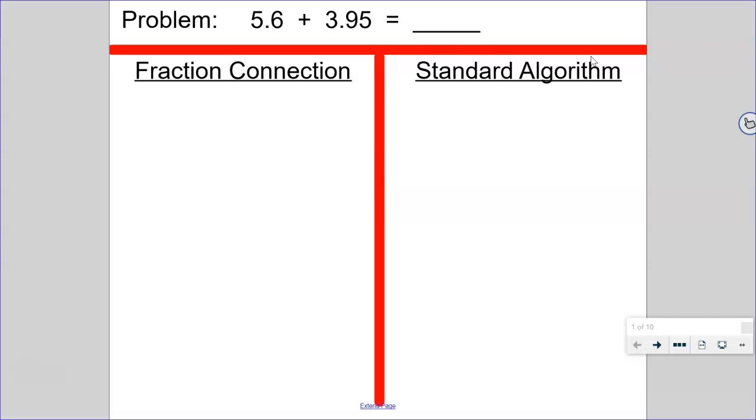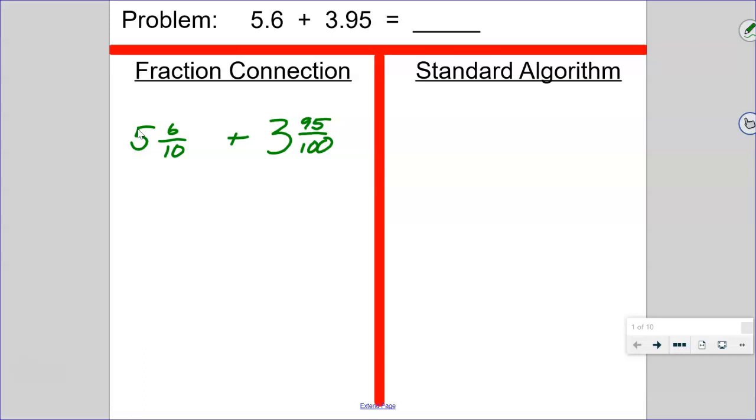So I'm going to go ahead and rewrite that as a fraction problem. I'm going to write those as mixed numbers. So over here, I'm going to write 5 and 6/10 plus 3 and 95 hundredths. So those are the numbers that we're adding together.